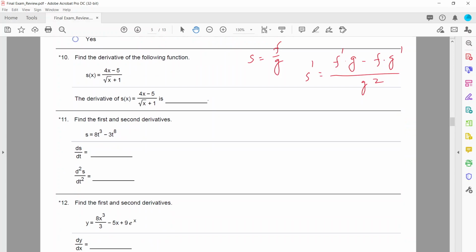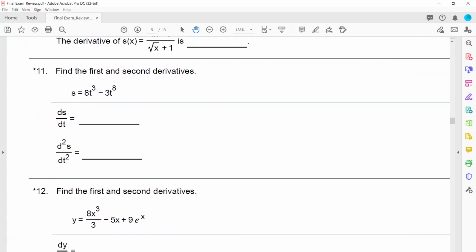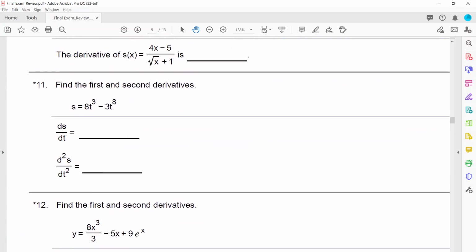For problem 11, you just have to use the power rule for finding the derivative. For the first derivative, it is 8 times 3 times t squared, so that is 24t squared minus 24t to the power 7 by using the power rule. And now again the second derivative is the derivative of this part, which is 2 times 24 is 48t, 24 times 7 is 168, t to the power 6.